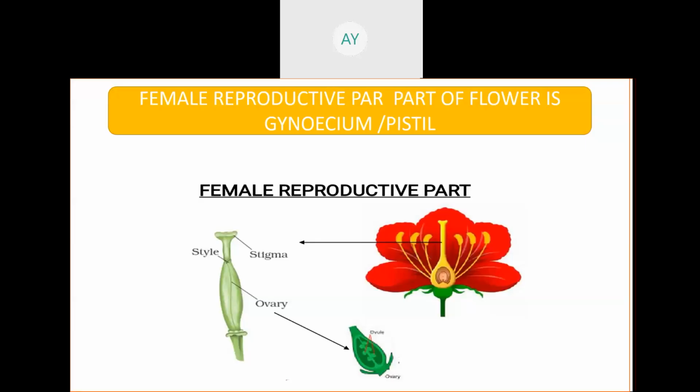So all of you, you know, these are the main essential parts of the flower, that is the stamen, and that is the pistil. So pistil is the female reproductive part, and stamen is the male reproductive part. All of you must draw the diagram of all the parts of the flower, and explain the function of all the parts of the flower.